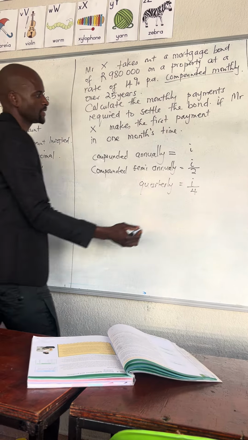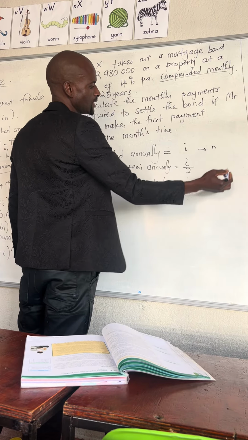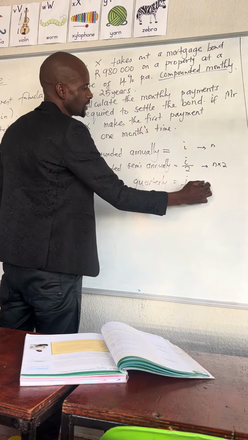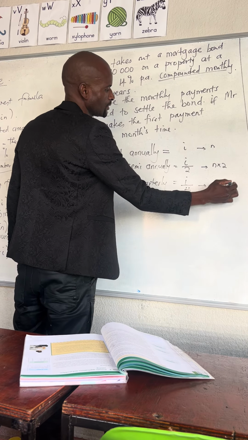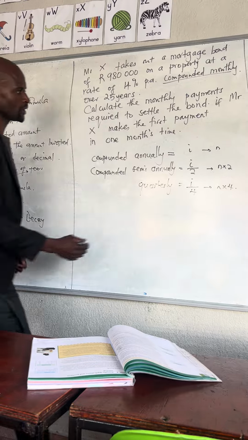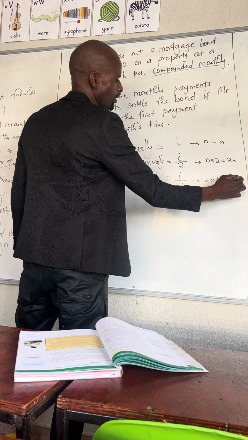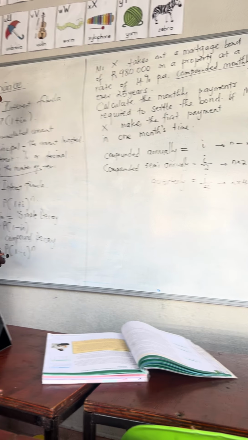But don't forget that here our n doesn't change, but here our n is going to be times 2. Here our n is going to be times 4. So here we're going to use 2n, here our n doesn't change, and here we're going to have 4n, right?